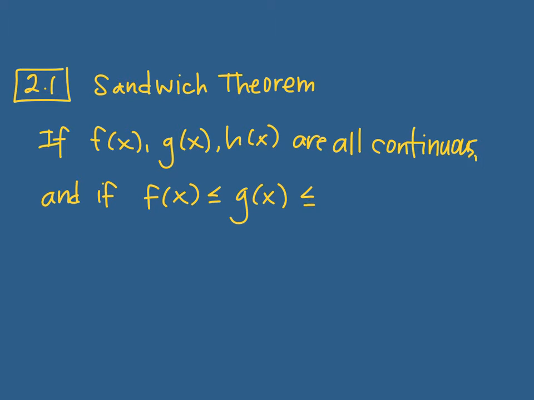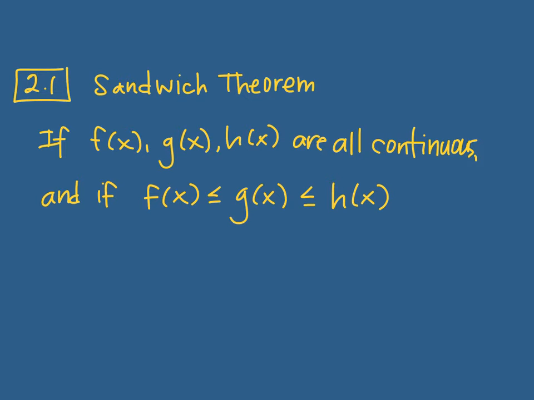If g of x is always smaller than h of x, can you picture that? Like f is a function that's on the bottom, g is a function that's in the middle, and h is a function on the top. That's why they call it the sandwich. So you've got a lower and an upper and then a middle. So they call it sandwich then.